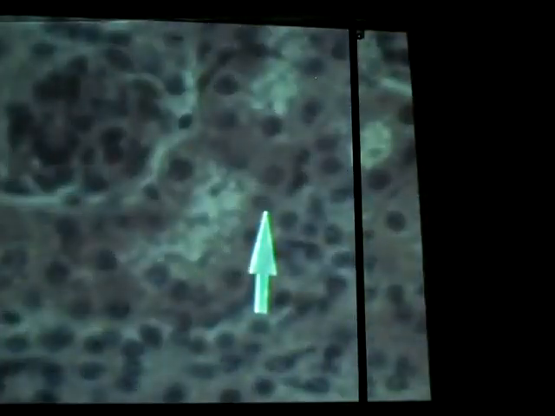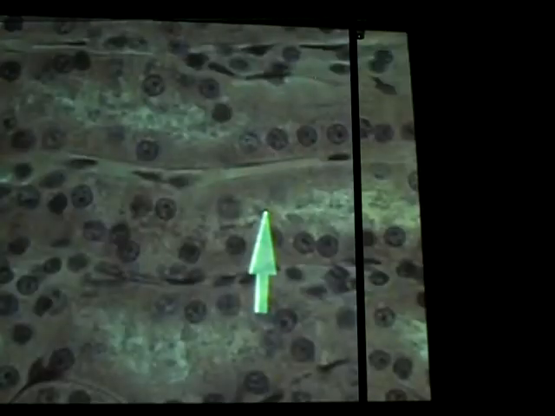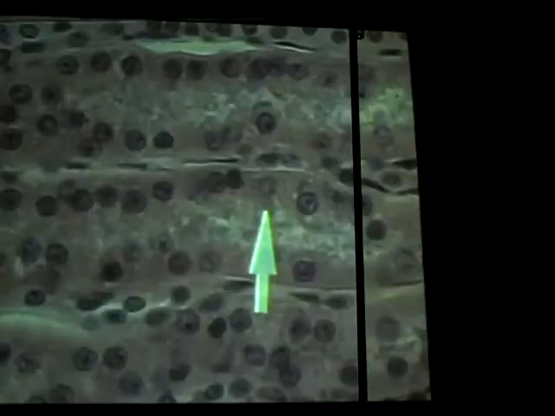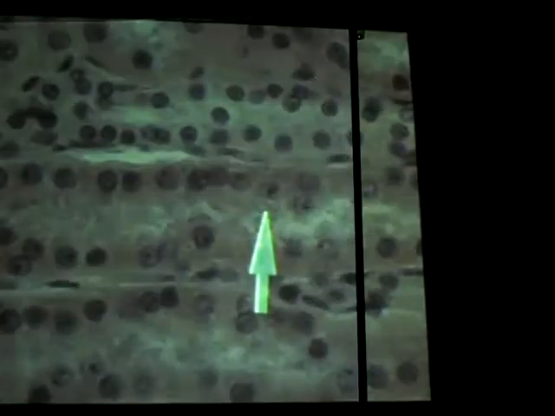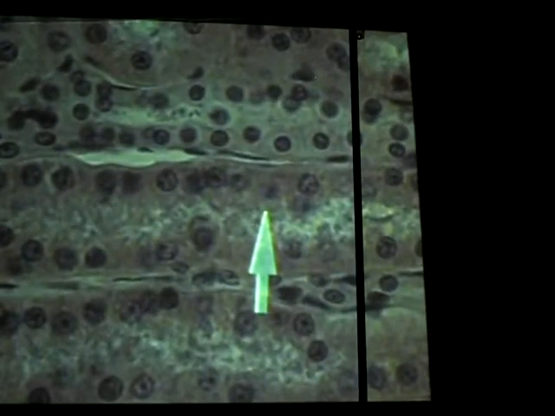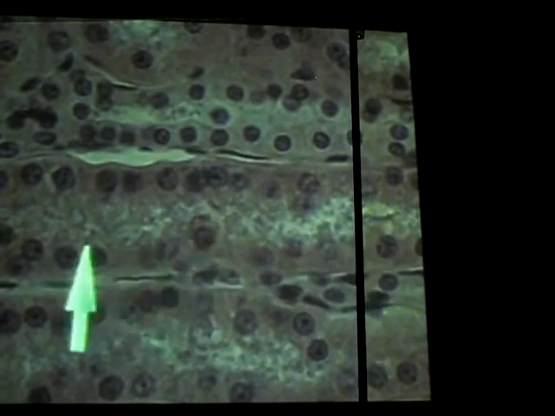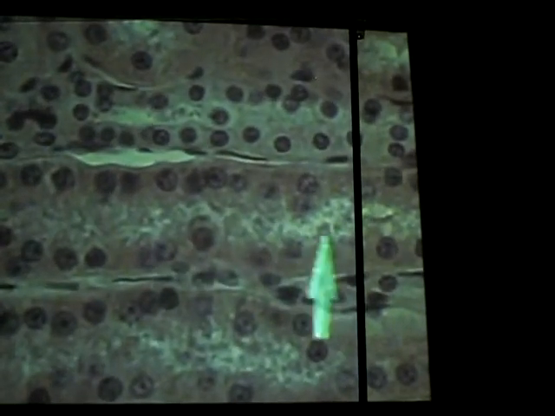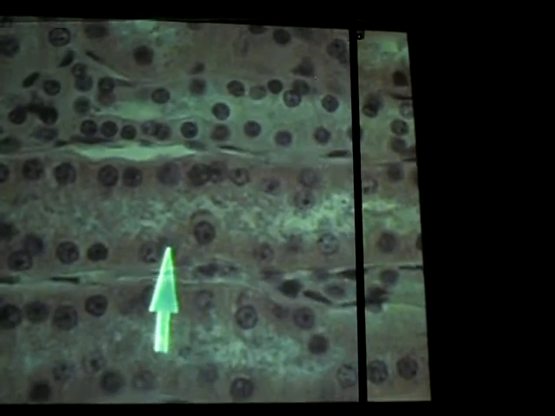Your thick descending limbs are going to look similar to your proximal tubules, but these are long, straight tubules. So notice you have these long, straight tubules, and the morphology is similar to your proximal convoluted tubule. You have these larger cells, all this stuff within the lumen. The lumen isn't as wide and it's not as clear, and the nuclei are a little bit further apart. So that would be your thick descending limb.